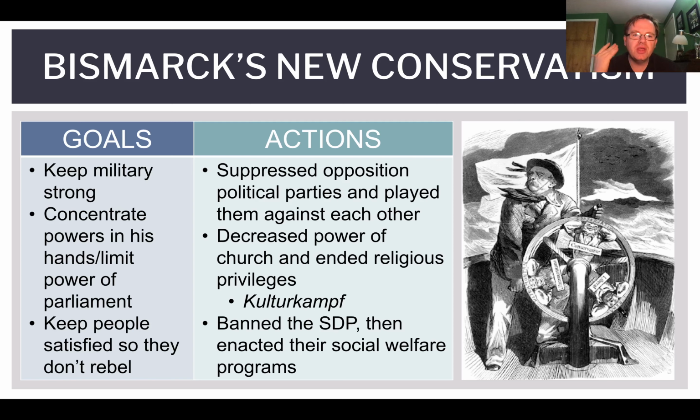What does he do? Well, he tries to downplay any other sources of power. One of those would be the Catholic Church. And he does that by ending some of the religious privileges that churches had in Germany. He calls that Kulturkampf, a clash of cultures. He will also ban the liberal party, the SDP. But in addition, he will then enact some of their social welfare programs.